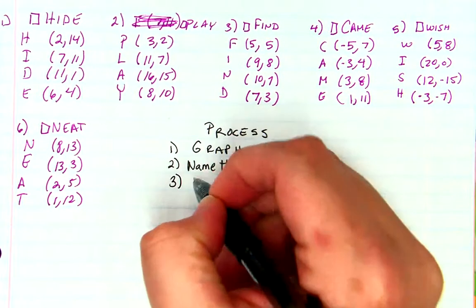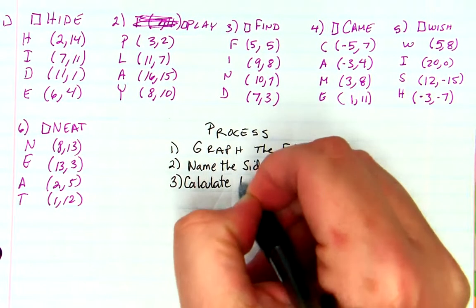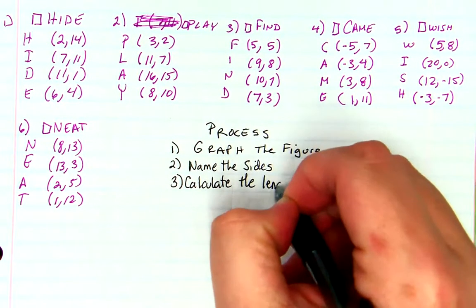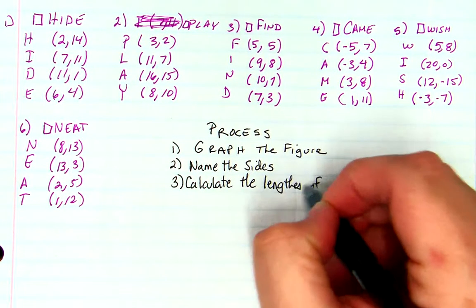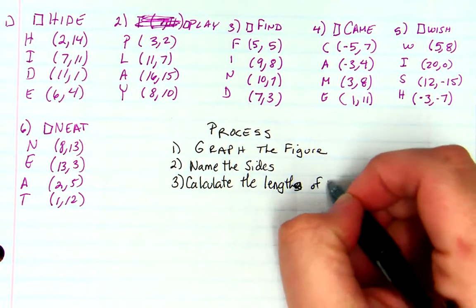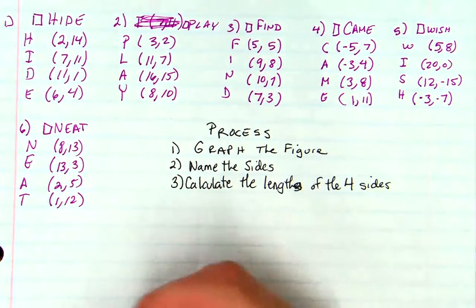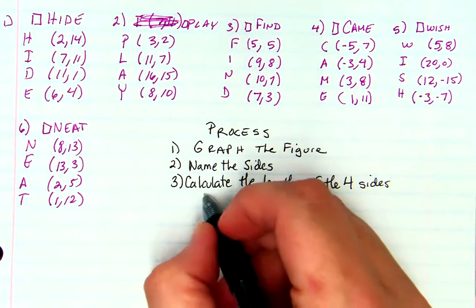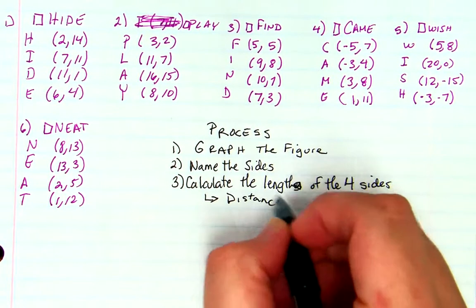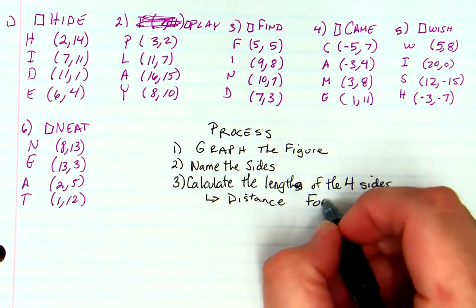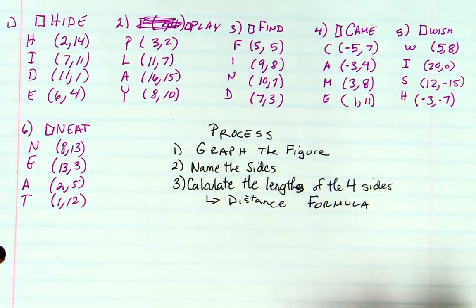2 or 3 is calculate the lengths of the 4 sides. So this is going to be a distance formula. So we're going to work on the distance formula with that.